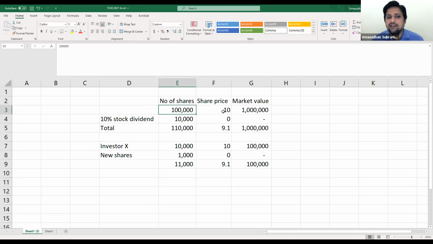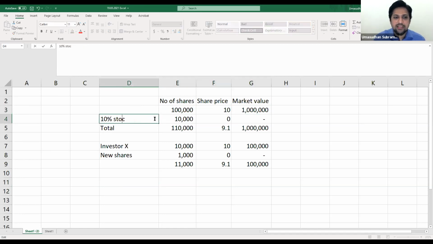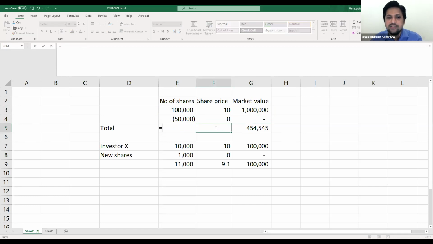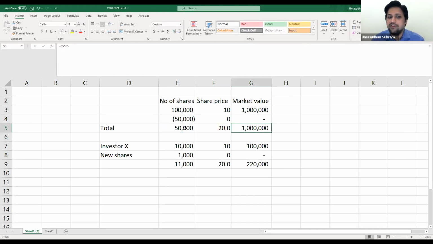Let's say a company had 100,000 shares at $10, and then they make a 50% reverse stock split. So you're going to deduct 50,000 shares, and you're going to have only 50,000 shares. Your revised share price now is going to be 20. So the total value of the company is still $1 million.